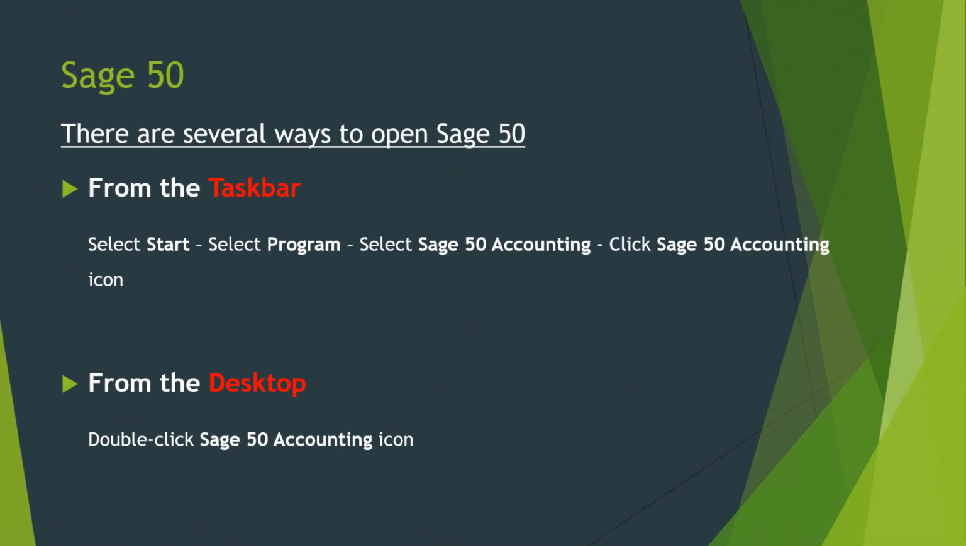There are several ways to open Sage 50. One is using the taskbar, the other one using the desktop. If you are going for the taskbar option, we have to go to Start, then we have to select Programs, then we have to select Sage 50 Accounting. Then we have to click the Sage 50 Accounting icon. If you are going for the desktop, we have to double click the Sage 50 Accounting icon.